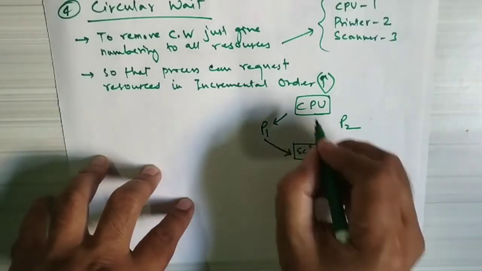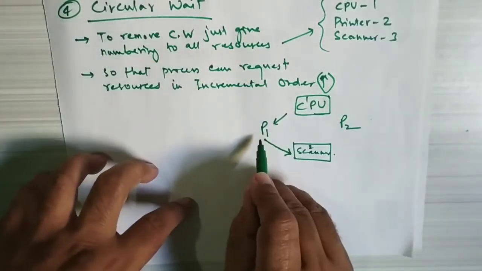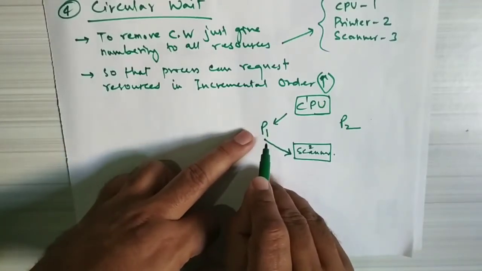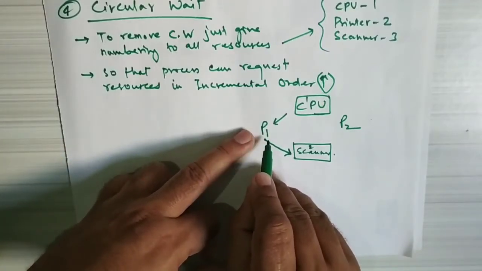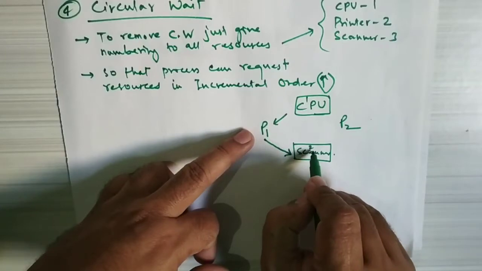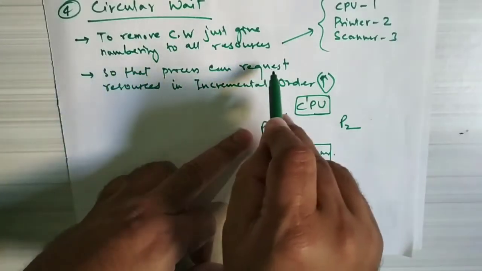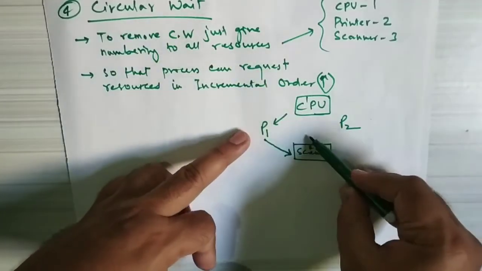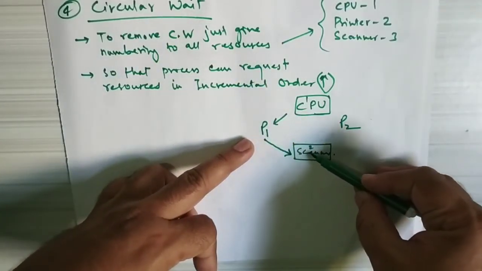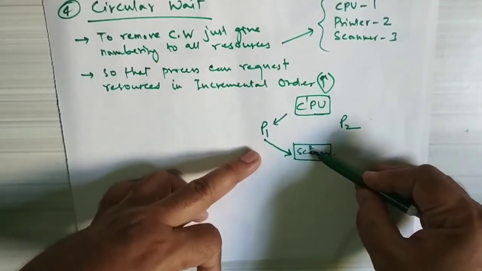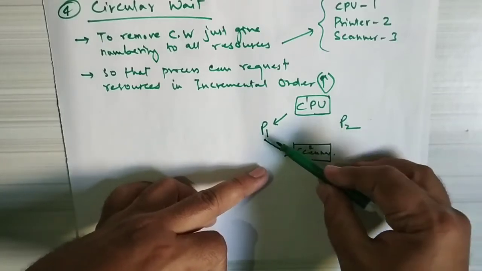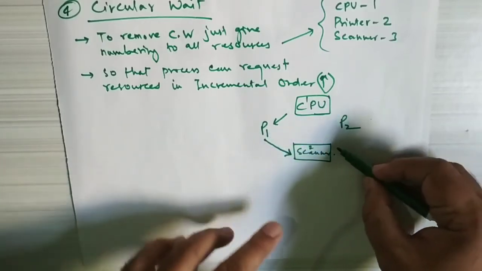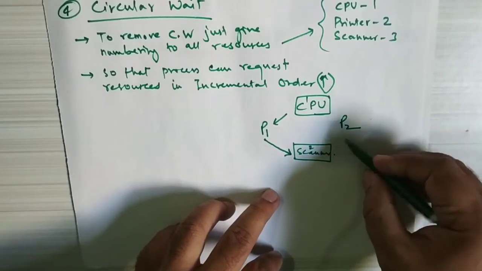Resource number 2 is higher than resource number 1. So P1 has number 1, and it is requesting for the resource which has the higher number, so that a process can request resources in the incremental order. P1 is requesting for the resource having number 2. We have given the numbering, so it can ask for 2. So now this is done.